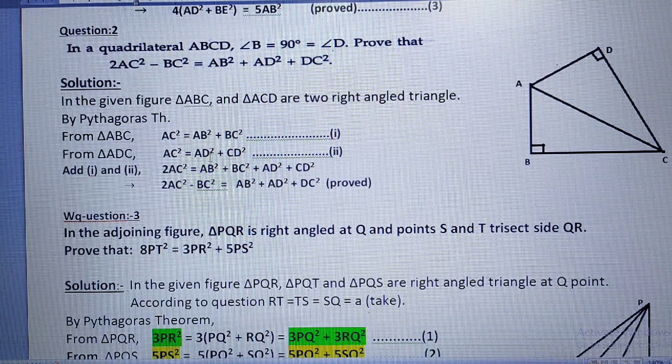From adding 1 and 2, you will get AC square plus AC square, that is 2AC square, which is equal to AB square plus BC square plus AD square plus CD square, and simplifies to 2AC square minus BC square, because the right hand side BC square is there, you have converted it into the left hand side. So 2AC square minus BC square is equal to AB square plus AD square plus DC square. Hence it is proved. So this is the final statement you have to prove.